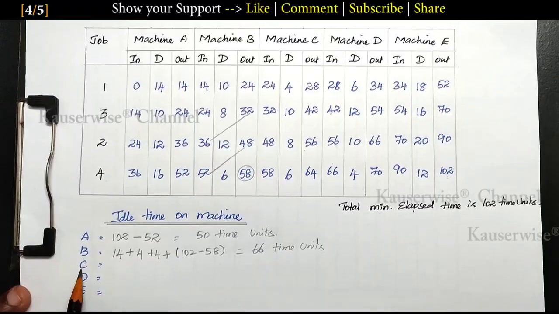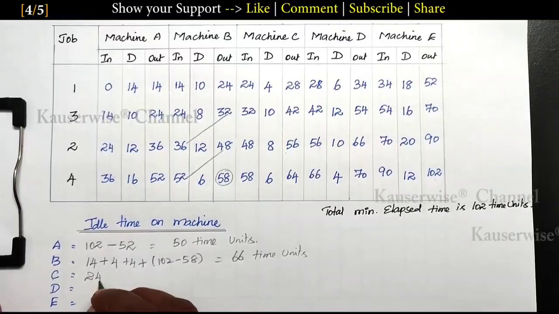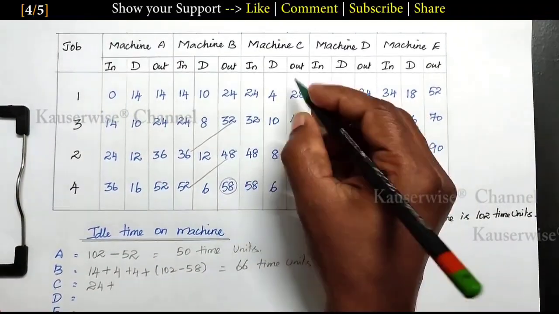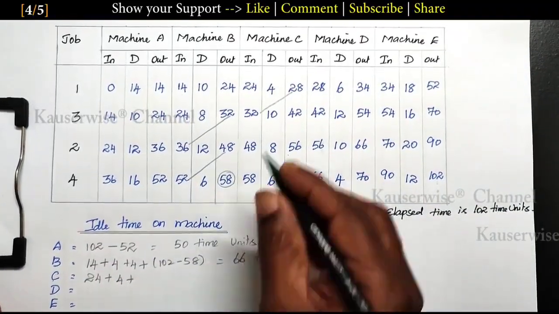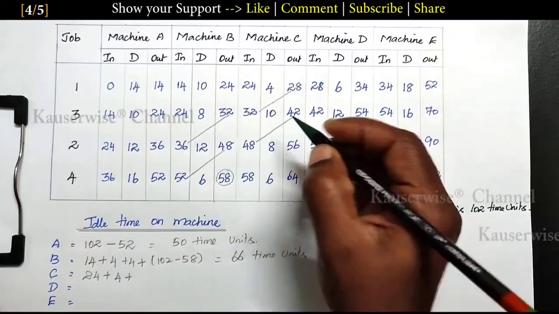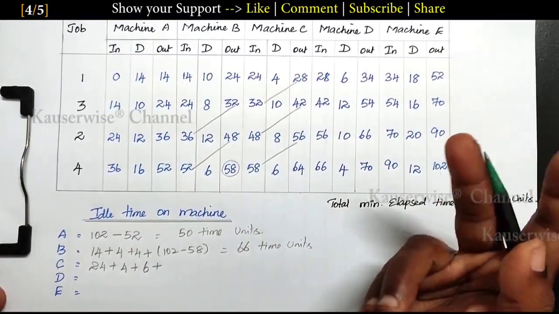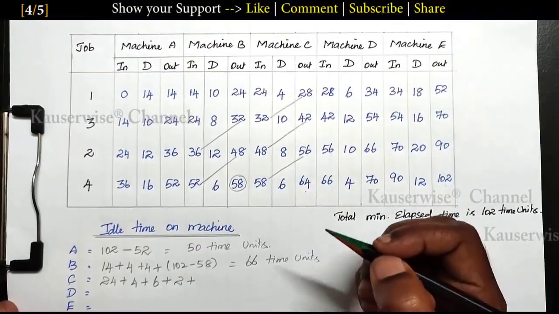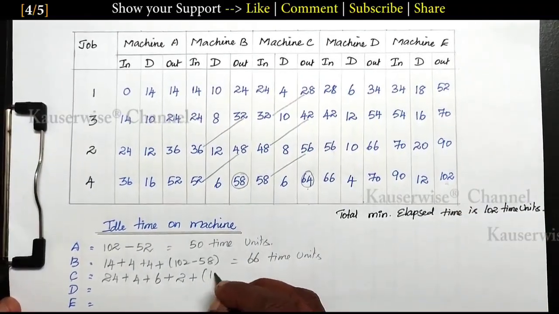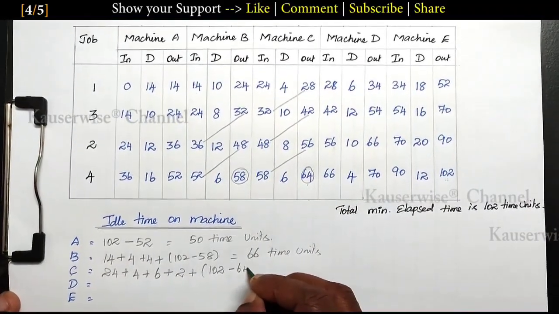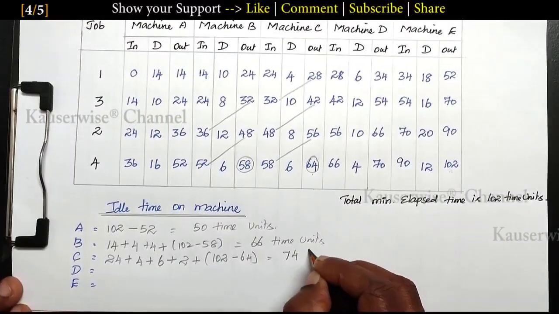In the same way for machine C. So machine C starts at the 24th minute. That is the idle time. Plus, just compare the out time and in time. Yes, here we have a difference. Duration is 4 minutes difference. 4 plus 42 and 48. What is the difference? 6 minutes is idle time. Then 56 and 58. So here 2 minutes. In the same way, compare machine C's last out time with the total elapsed time. That is 102 minus 64. The total idle time on machine C is 74 time units.